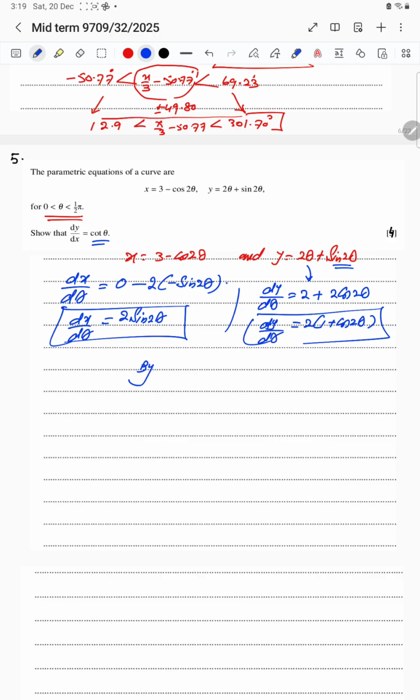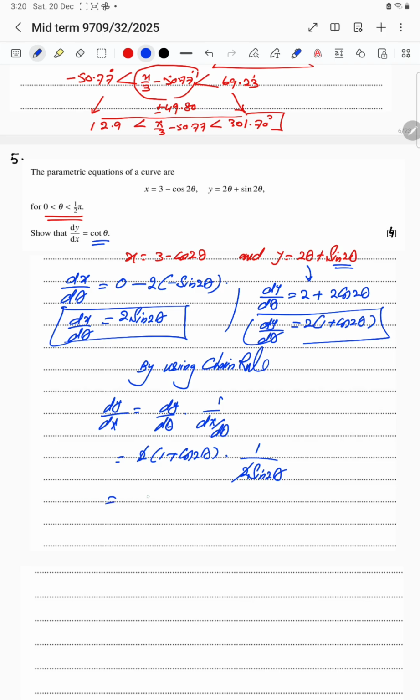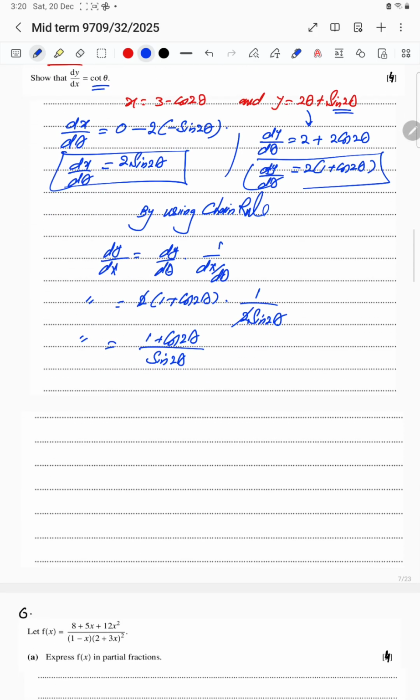Okay, by using chain rule, you know dy by dx will be dy by d theta times 1 over dx by d theta. So apply the values. 2 times 1 plus cos of 2 theta into 1 over 2 sine of 2 theta, 2 cancels, 1 plus cos of 2 theta over sine of 2 theta. Most of the students complete this question till here, but they got stuck in the division of these two angles into a single one to prove the result.